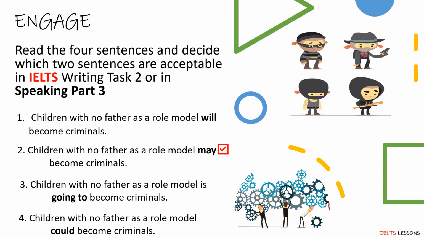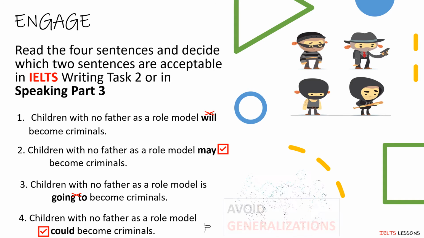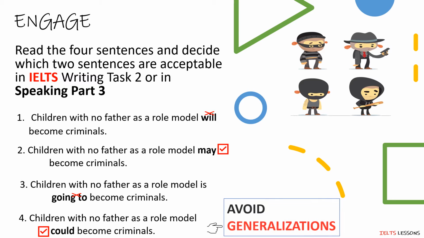Okay, so let us check here the 2 sentences which are acceptable in making our arguments in Writing Task 2 and Speaking Part 3. So we have here sentences number 2 and number 4. Now, the sentences that are not acceptable in making our arguments in either Writing Task 2 or Speaking Part 3 are sentences number 1 and number 3. So why is that? Because again, we have to avoid generalizations.